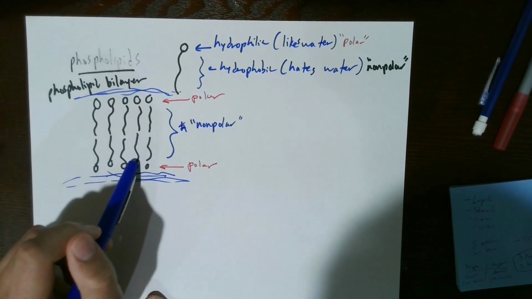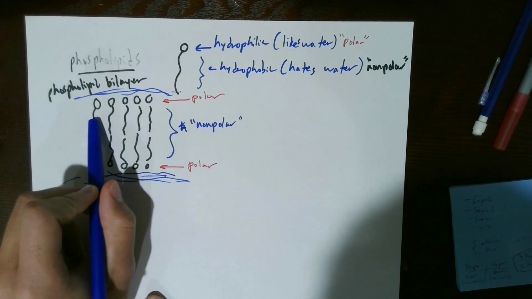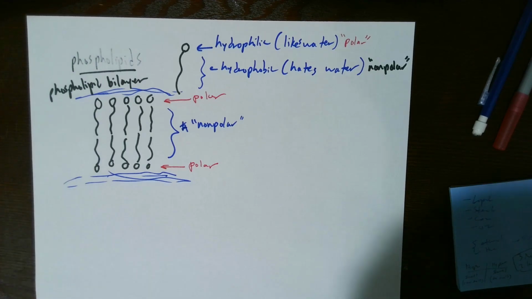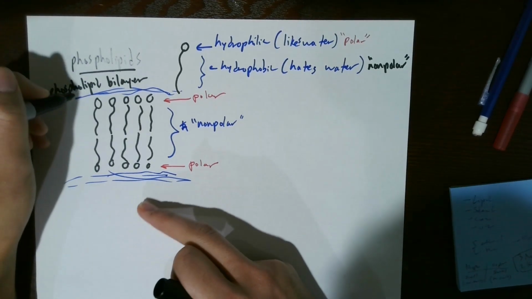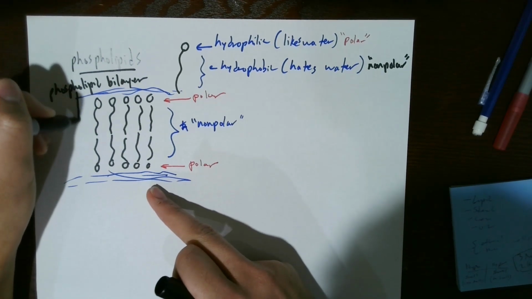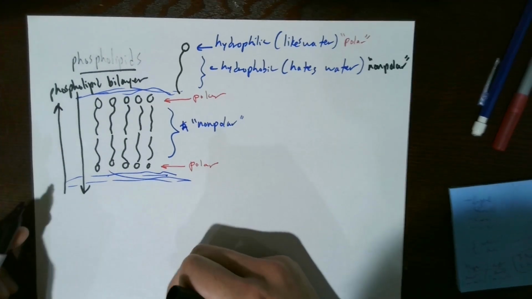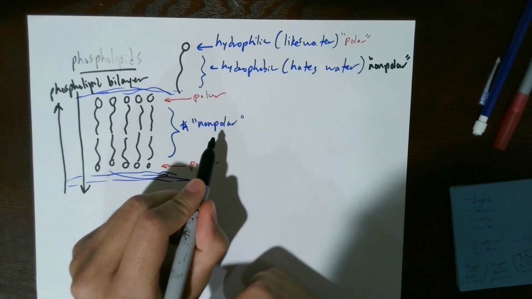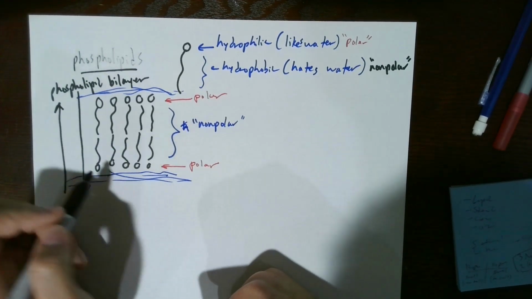Since the nonpolar region of the membrane is so much thicker and so much bigger than the polar part, in order for a molecule to cross the cell membrane, which means in order for a molecule to go all the way through to the other side, either this way or this way, it has to be nonpolar. Or it mostly has to be nonpolar because the nonpolar layer is so much thicker than the polar layer.